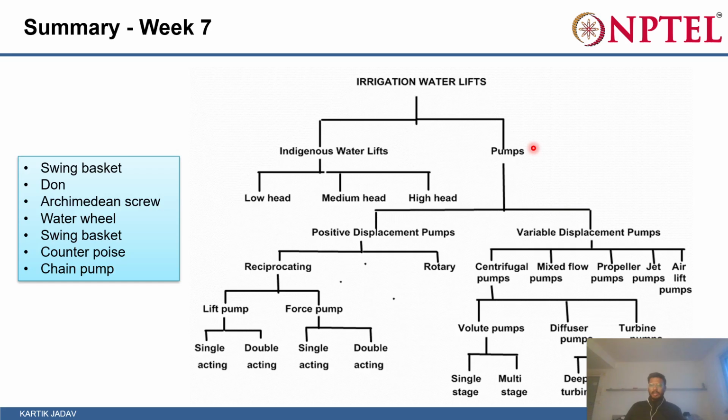While in variable displacement condition, as head changes, discharge also changes. And in general, the relationship of discharge and head is an inverse kind of relation. Then we focused on what is a reciprocating pump, what is a rotary pump, and their classification. Specifically, we focused more on variable displacement pumps, and specifically on the centrifugal pump, as it is the most commonly used pump in agriculture, agricultural water management, you can say irrigation water management.